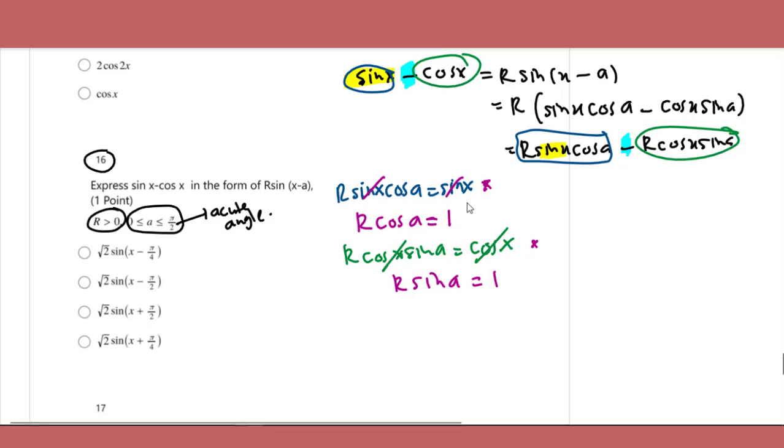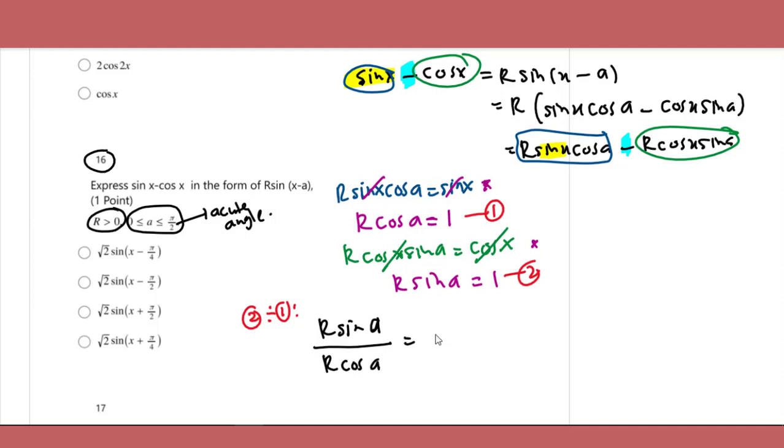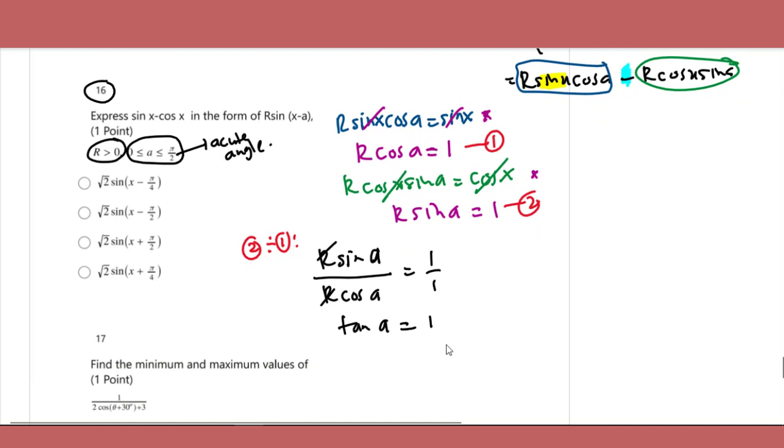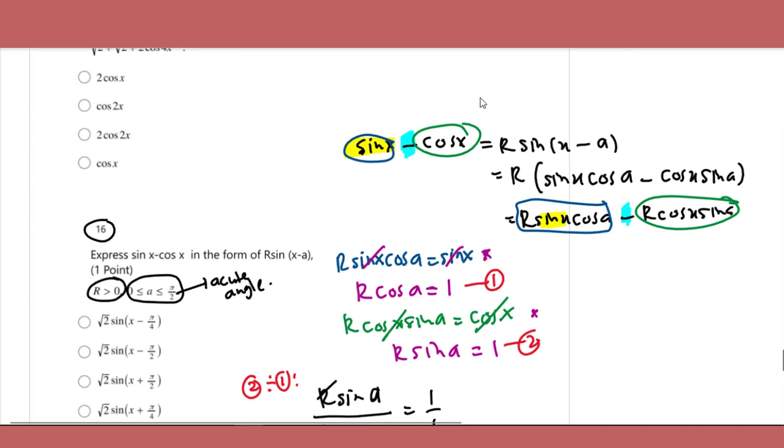This one is named equation 1, and this is equation 2. Equation 2 divided by equation 1: r sin a over r cos a is equal to 1 over 1. Therefore, cancel, tan a is equal to 1. Therefore, a is equal to 45 degrees or pi over 4. So a is settled, and now we are going to find r.